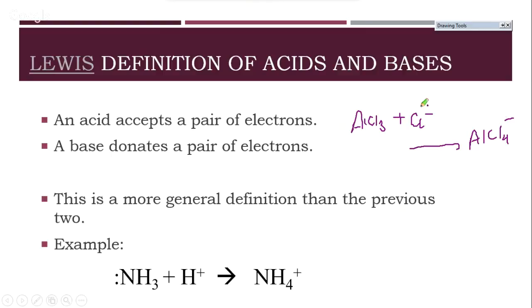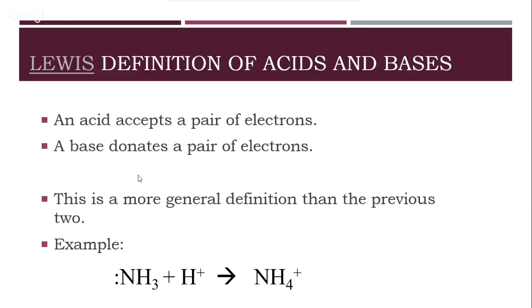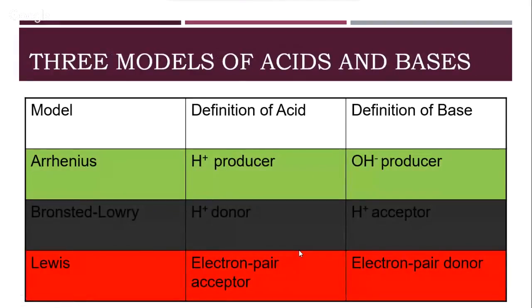Now, to accommodate all of these reactions, Lewis gave a new definition. He said acids are the ones who accept a pair of electrons, whereas bases are those who donate a pair of electrons. This is a very general definition, more general than Bronsted-Lowry. A common example is ammonia. Ammonia gives its pair of electrons to H plus to form NH4 plus, which is an ammonium ion.